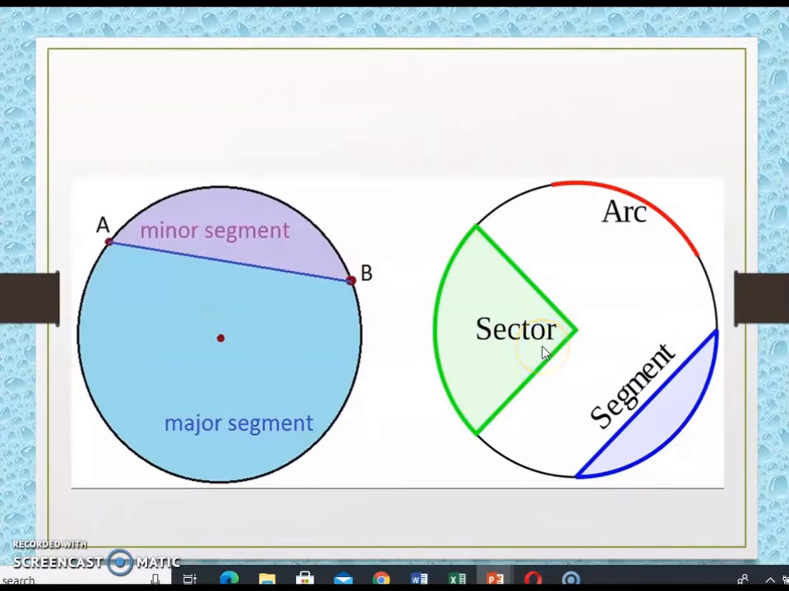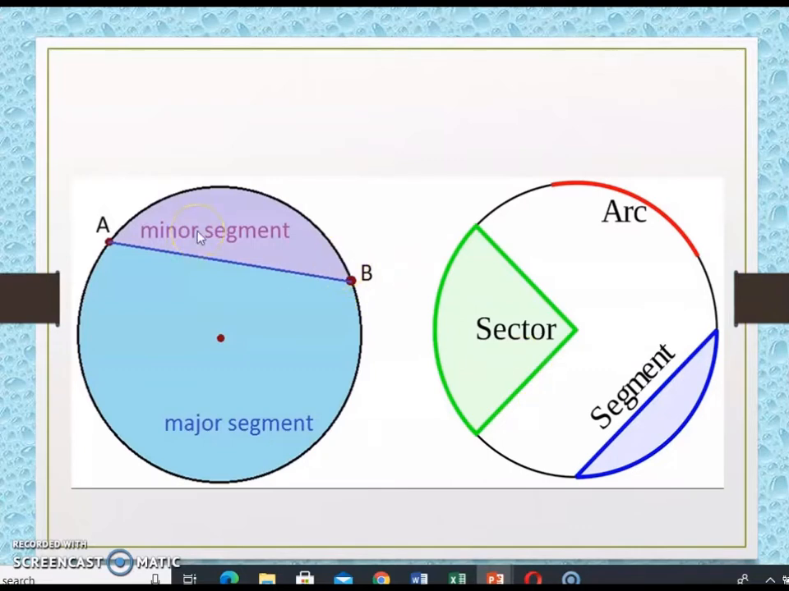Sector of a circle. Now, sector of a circle is that region which is enclosed between two radii and arc of a circle. Arc is one portion of the circumference. Segment is that region which is enclosed between a chord of a circle and the arc. So segment is enclosed between chord and the arc, and sector is enclosed between two radii and the arc.